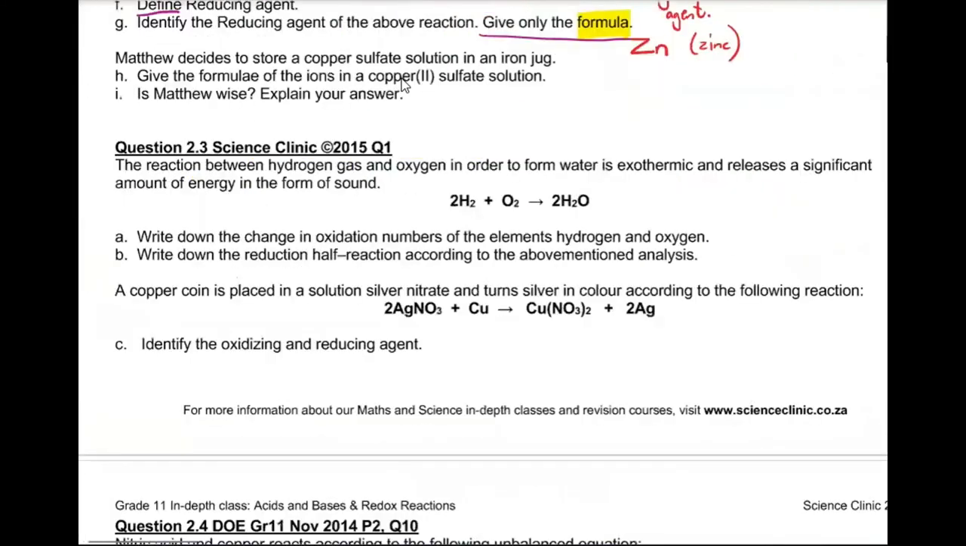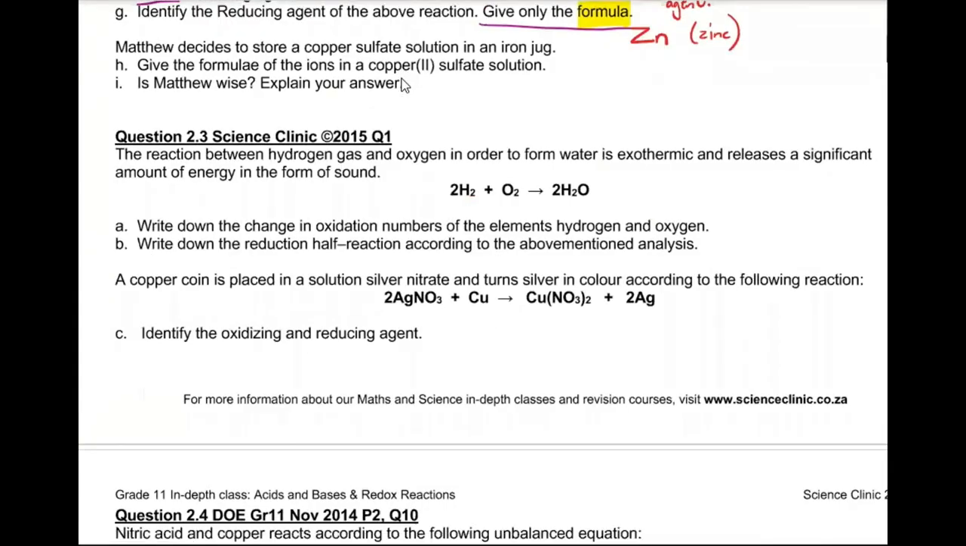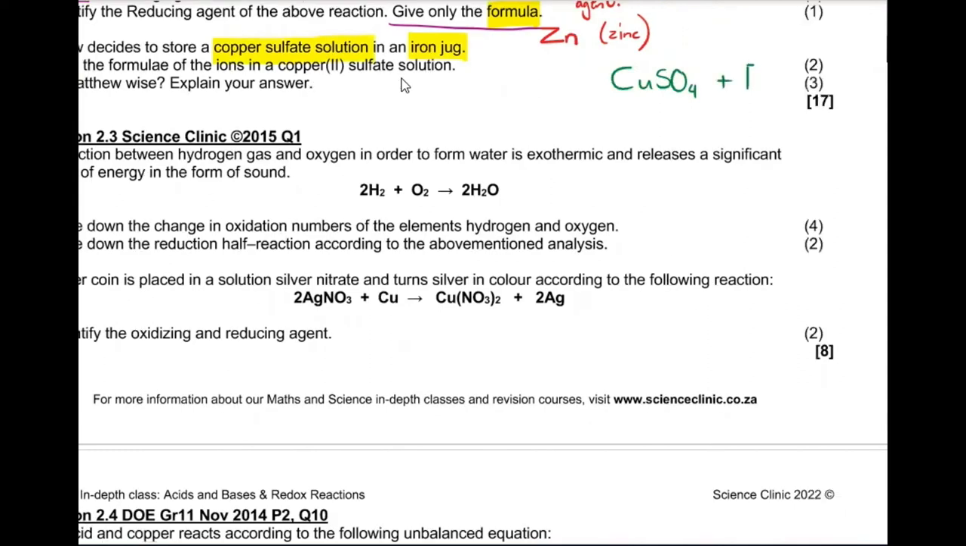In closing, we're going to look at this last little bit very swiftly. And then I'm going to open it up for questions. We've got 5 minutes left, so let's finish strong. Matthew decides to store a copper sulfate solution in an iron jug. Okay, so we have got CuSO4, and he is placing it in an iron jug. Okay, we don't really know whether they react yet. It's just they're in the same vicinity. Okay, but these are the substances that you have.